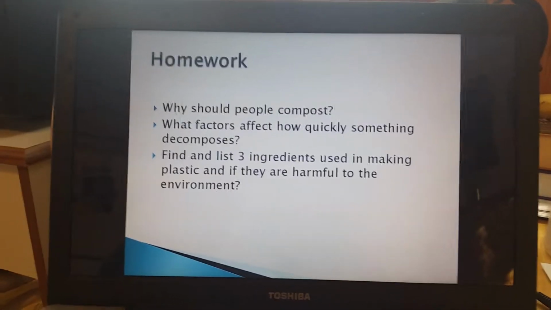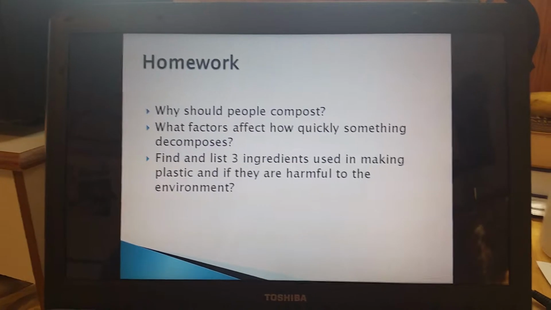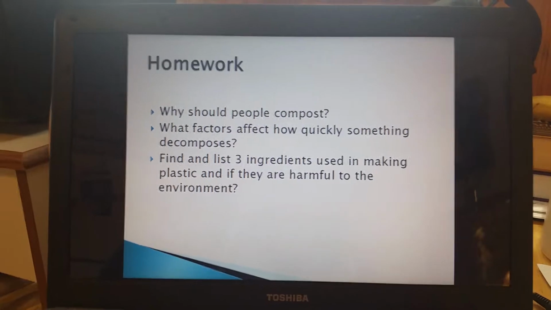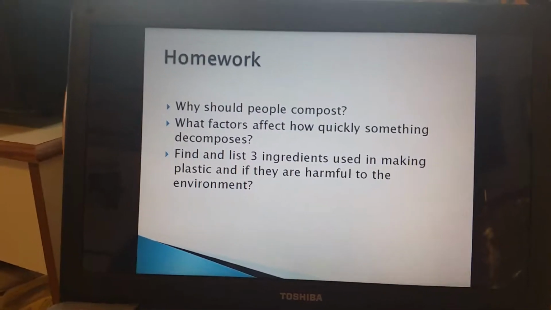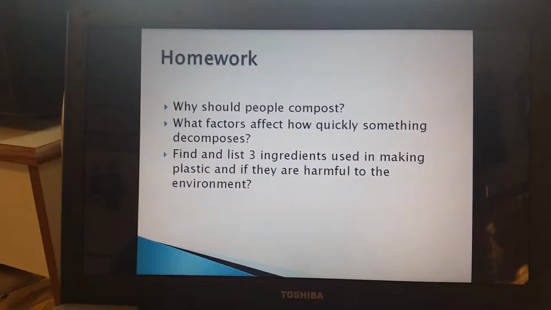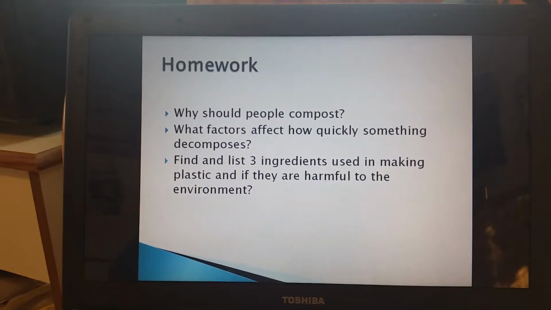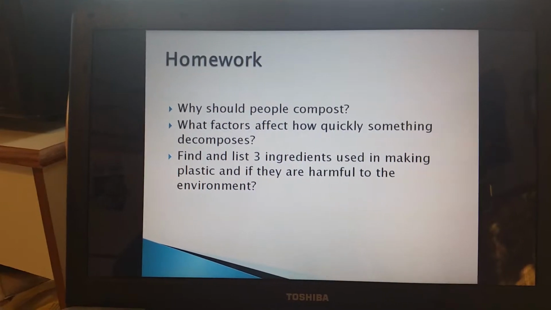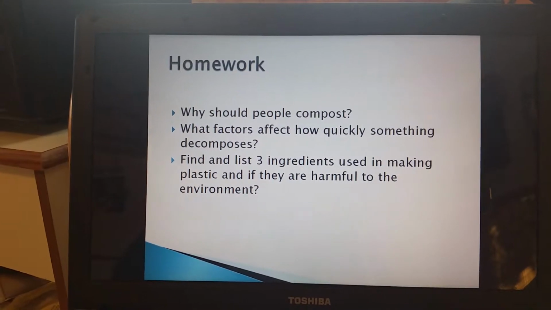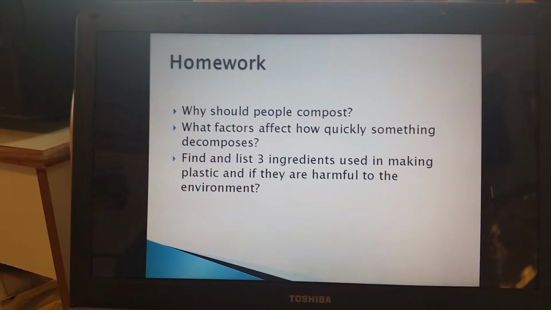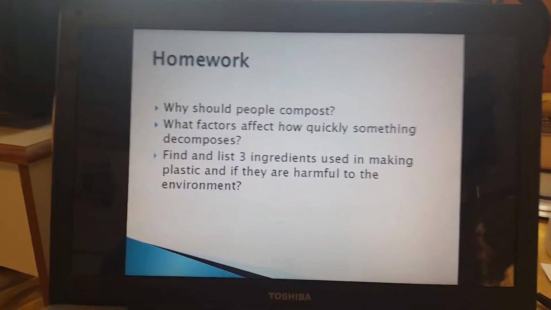They were given homework after the composter would be put together, and that homework is where they would come up with why people should compost, what factors affect how quickly something decomposes, and 3 ingredients in making plastic if they're harmful to the environment. And this, again, would allow students to be thinking and learning. This would be more of a formative assessment.